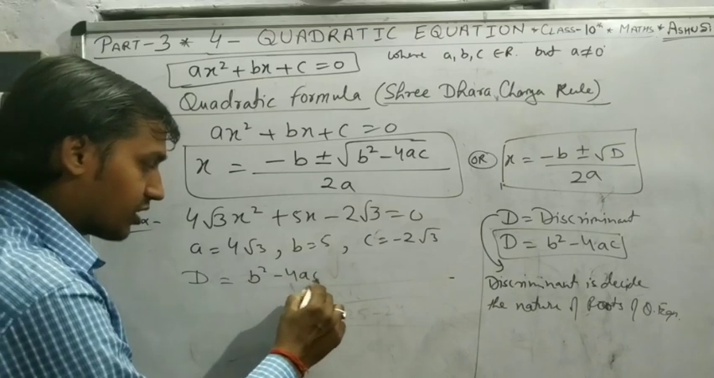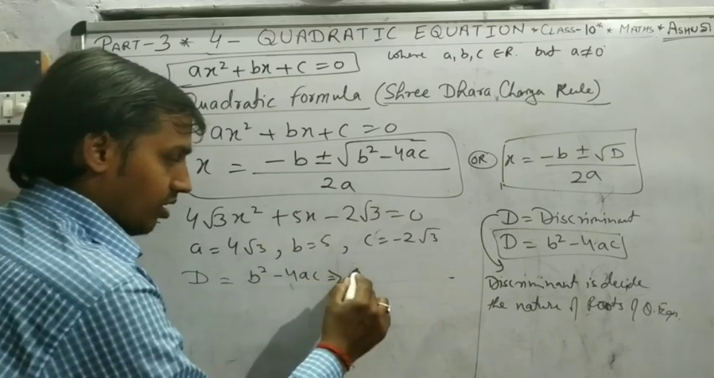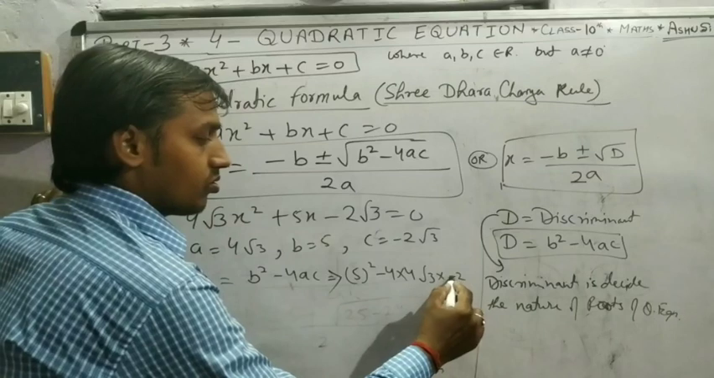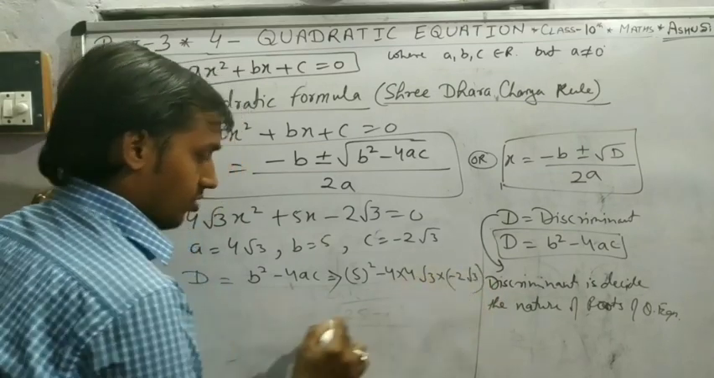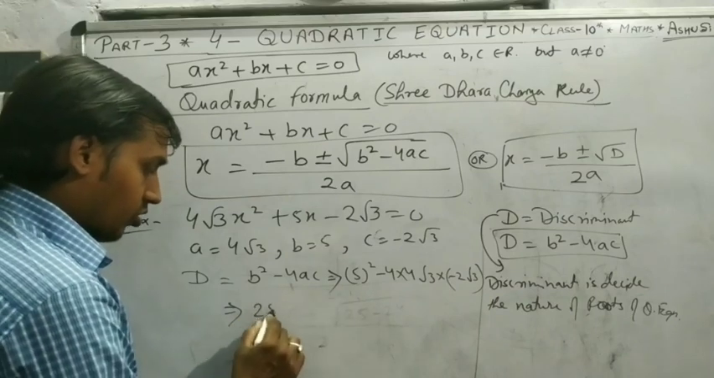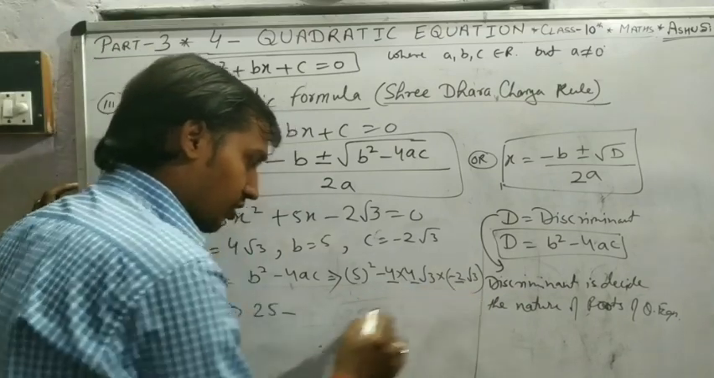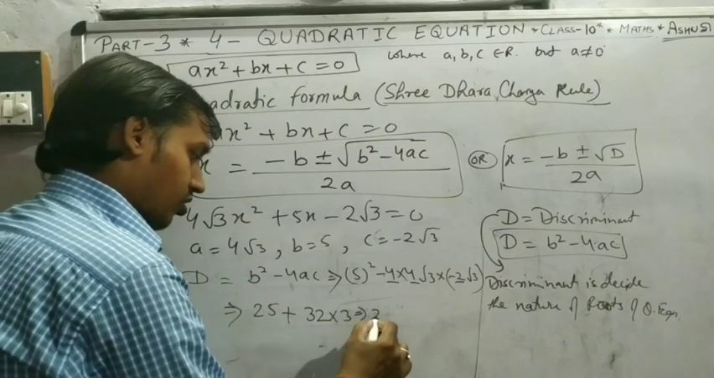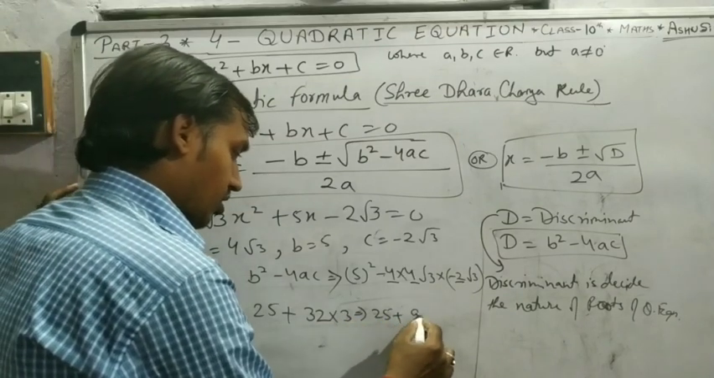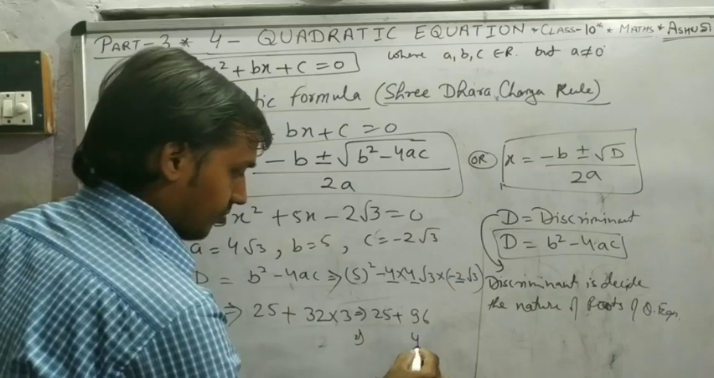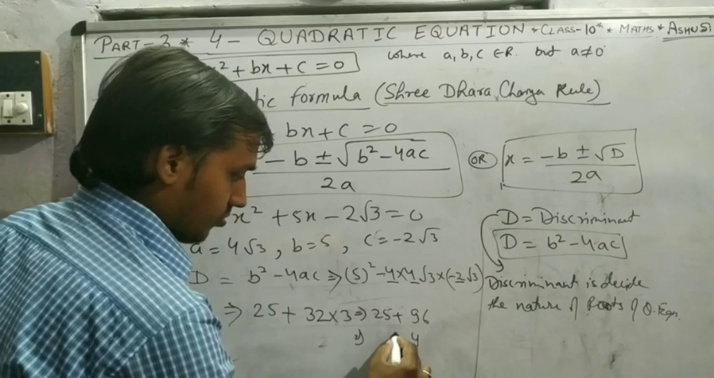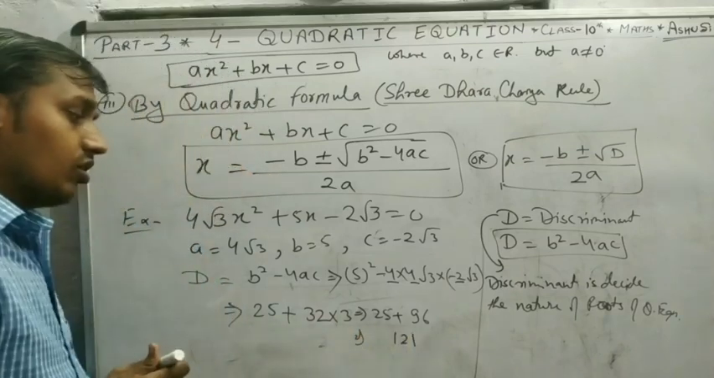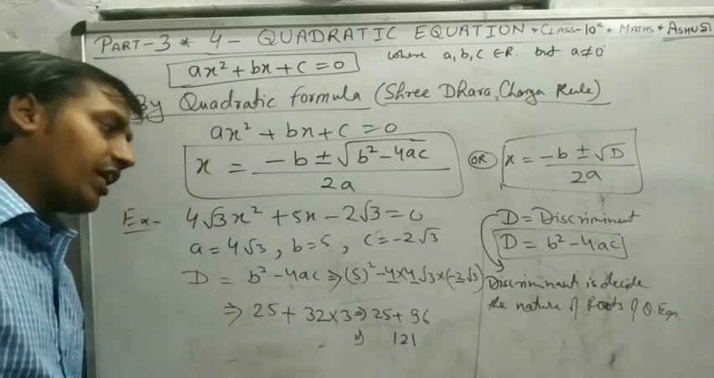b square minus 4ac. b is 5, 5 square, minus 4 into a into c, that is equal to 25, 4 fours are 16, 16 twos are 32, minus, plus, into 3, 25 plus 96. So 121 is the value of D.